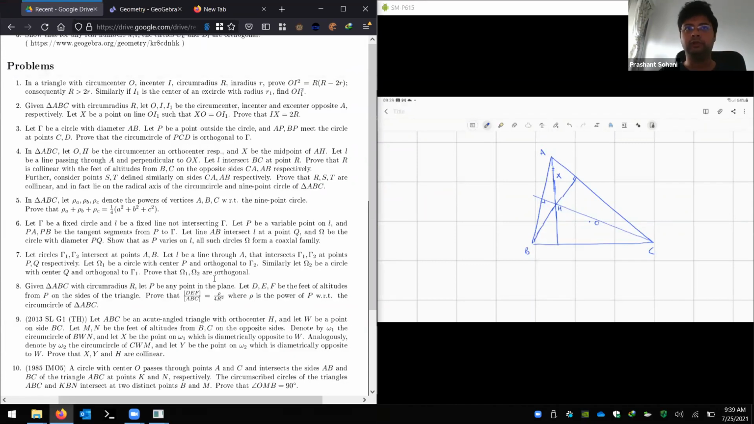So let L be the line passing through A and perpendicular to OX. On the line L, let L intersect BC at point R. Okay, so my claim is R is collinear with the feet of altitude. So if I call these points E and F, the first part which we are claiming is that E, F, R are collinear.